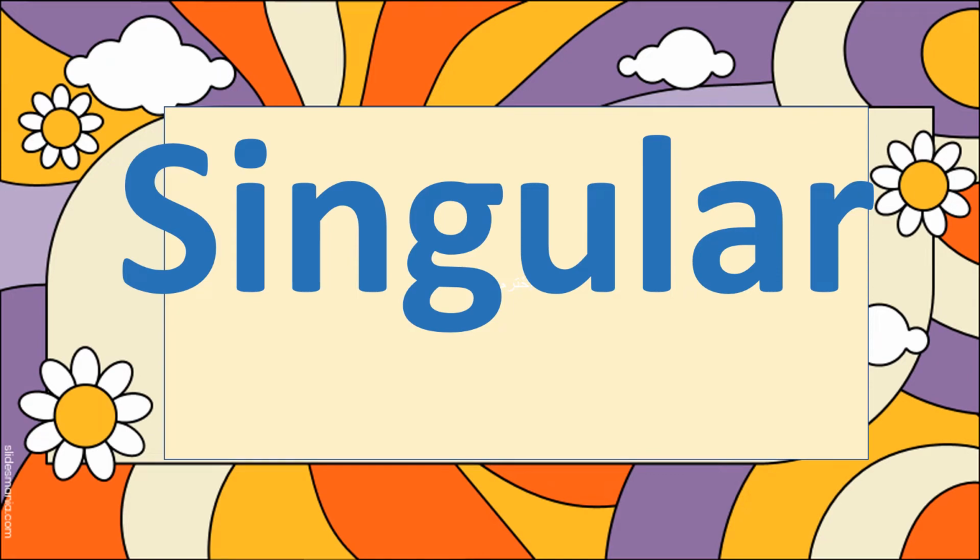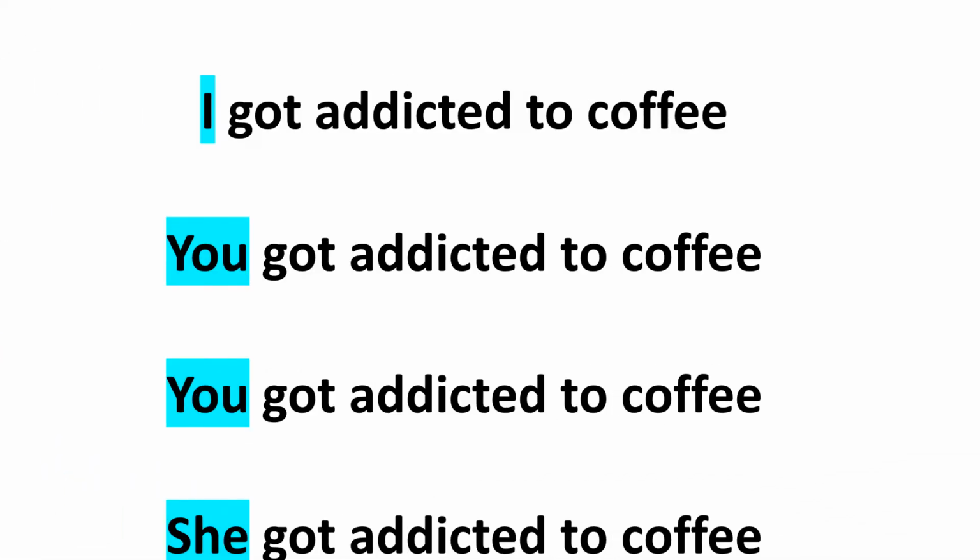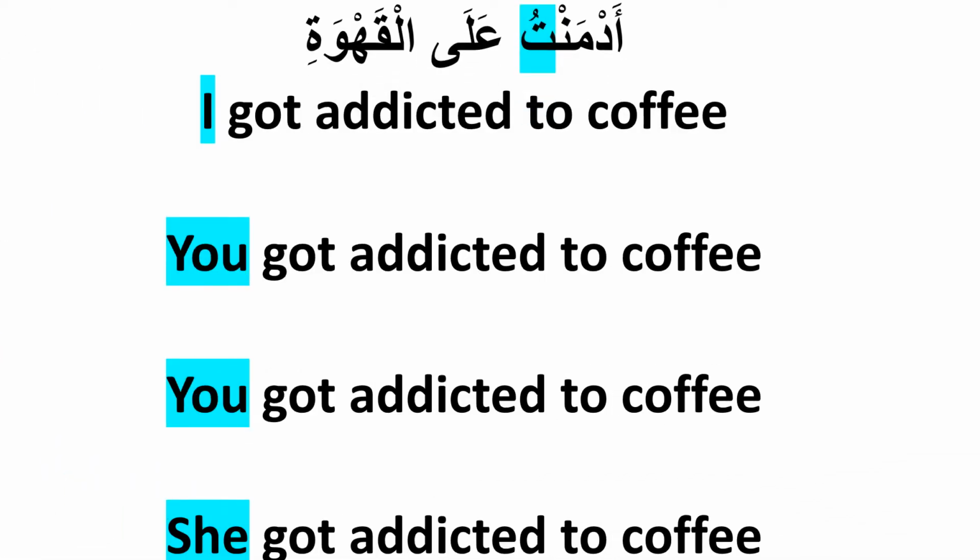Singular form. أدمن على الغيبة. He got addicted to backbiting. أدمنت على القهوة. I got addicted to coffee.